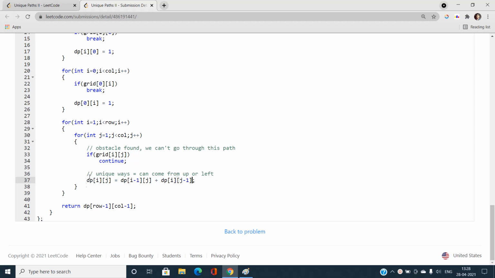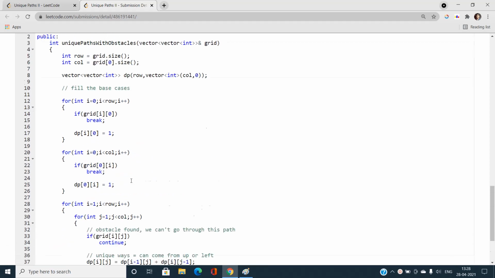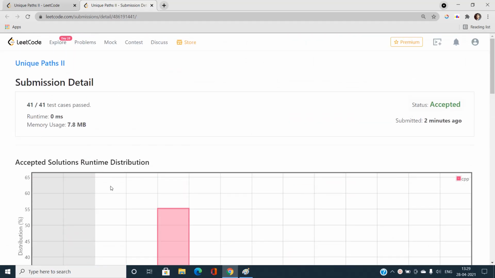Okay, and finally return dp of row minus 1, column minus 1, which denotes the total number of unique paths from the top left corner to the bottom right corner, including obstacles. Okay, so this is going to be a 0ms good solution.